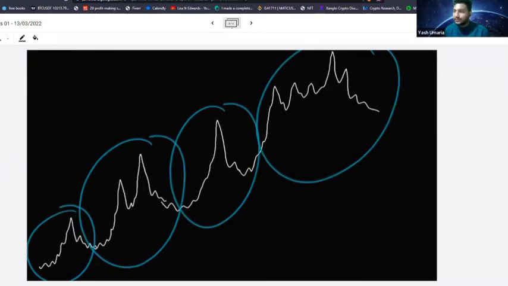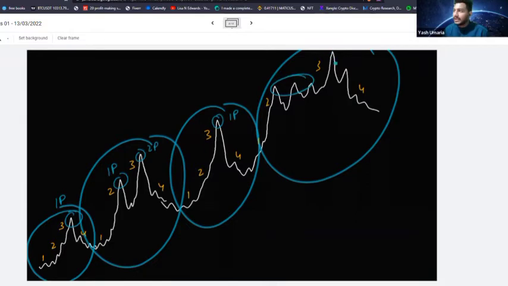Each market cycle has 4 phases: 1, 2, 3, 4, and again 1, 2, 3, 4, and the same thing. The first market cycle was 1 peak. The second market cycle was a 2 peak market cycle. The third market cycle was a 1 peak market cycle, and the current market cycle, we are predicting it to be a 2 peak market cycle.